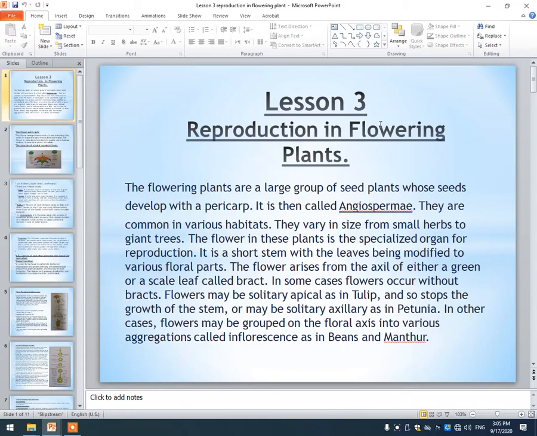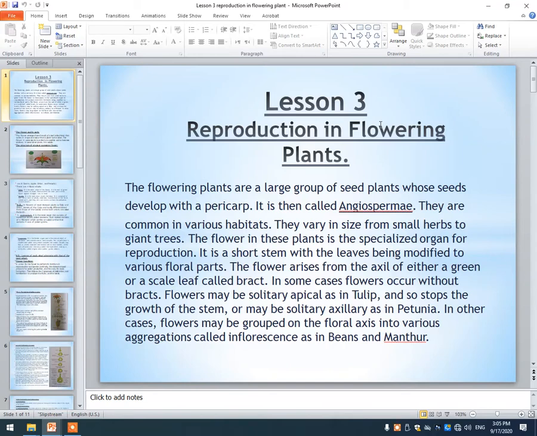We will explain lesson 3, reproduction in flowering plants. Flowering plants are a large group of seed plants whose seeds develop within a pericarp, which means the seeds develop inside the fruits. It's a group of plants called angiosperms. Angiosperm means that the seeds are inside the fruit.